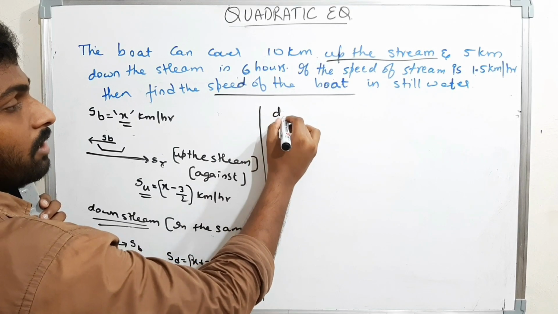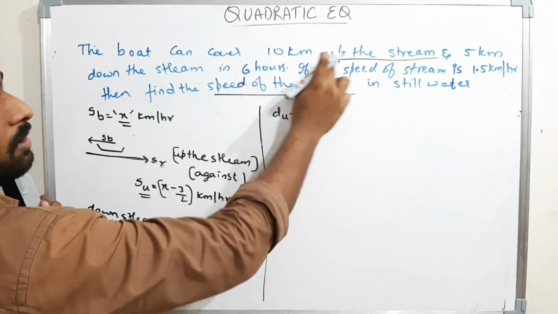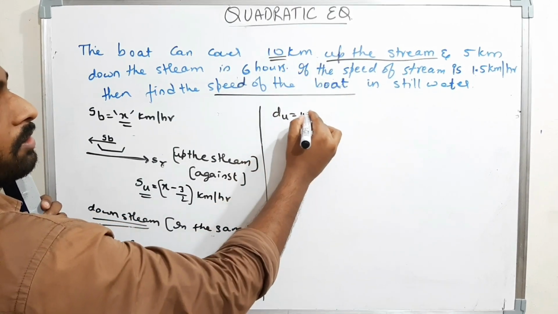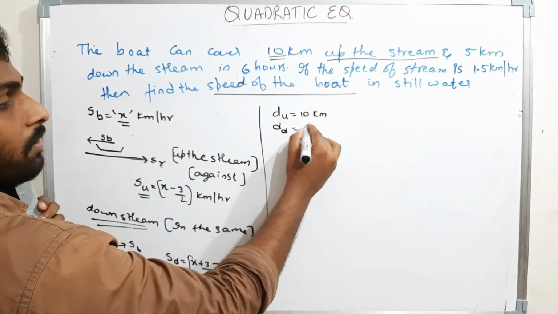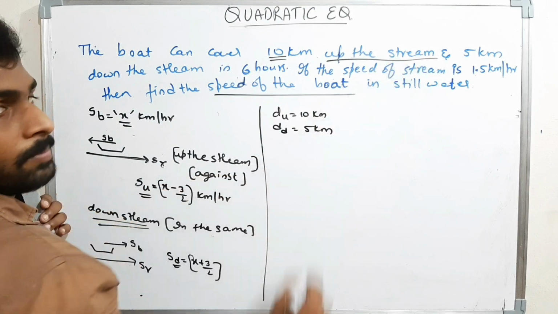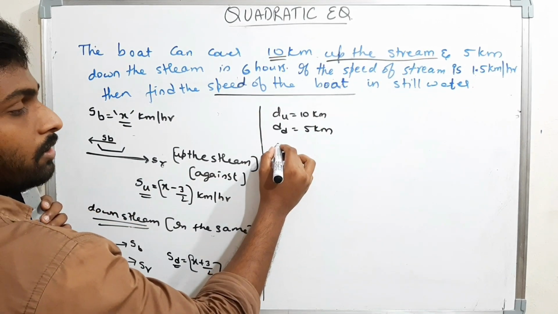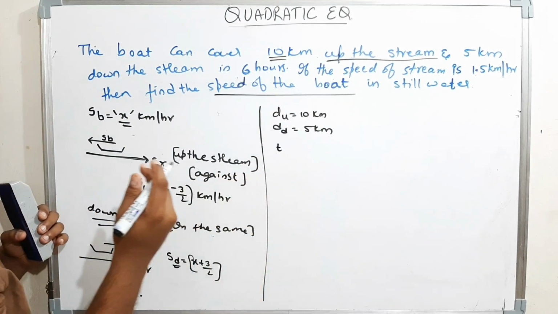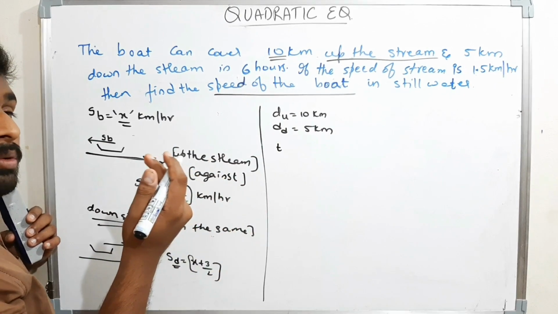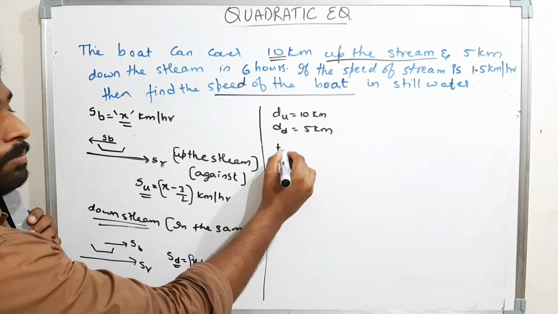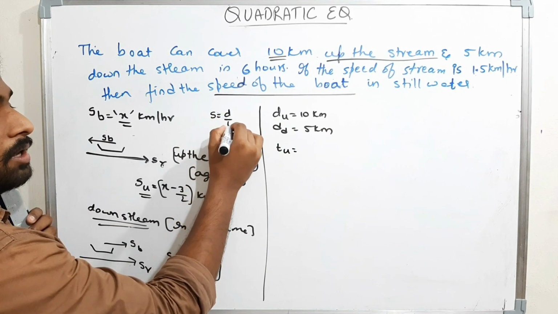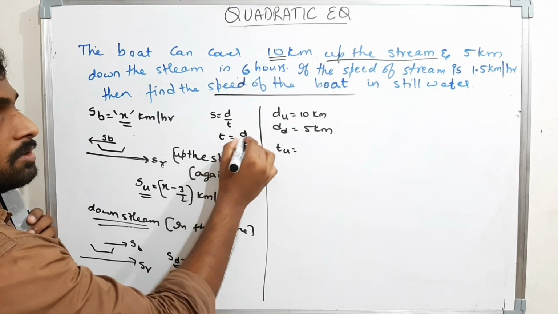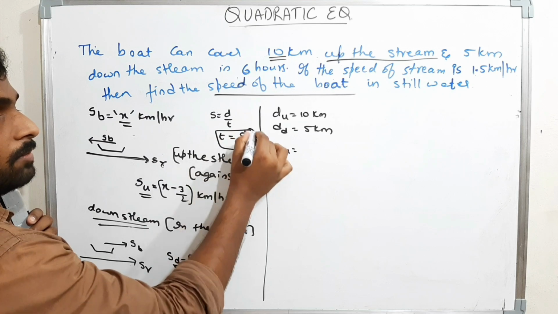What is the distance traveled in upstream? The distance traveled in upstream is 10 kilometers. What is the distance traveled in the downstream? 5 kilometers. Now what is the total time? What is the time taken? For what time did the boat move in upstream? Speed is equal to distance by time, so time is equal to distance by speed. Use this formula.